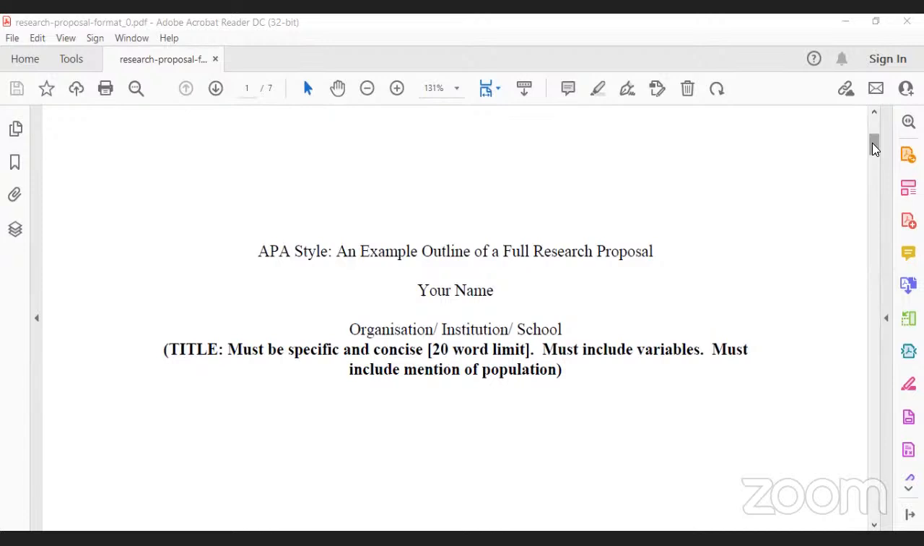But before writing anything, you have to write a research proposal. So now let's dig into how to write an APA style example outline of a full research proposal. When we spoke about the title, it must be specific, concise, within a 20-word limit, must include variables, and must include mention of the population.